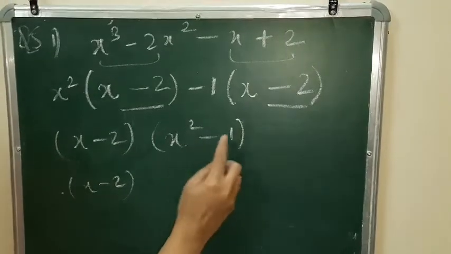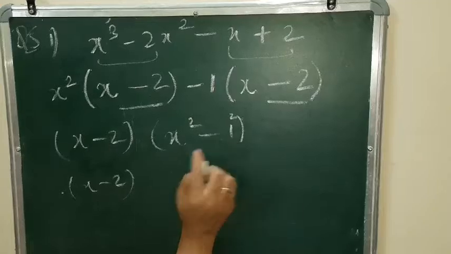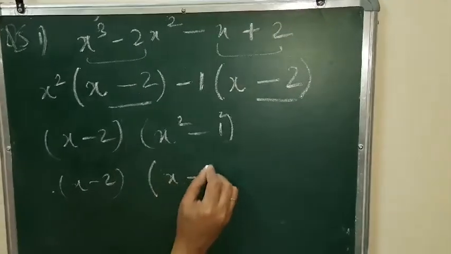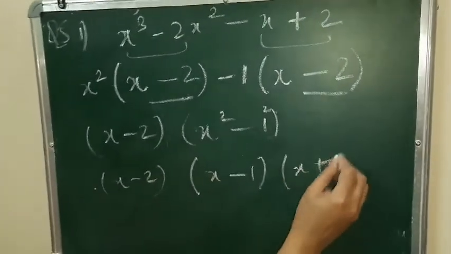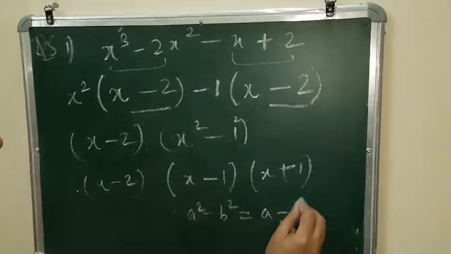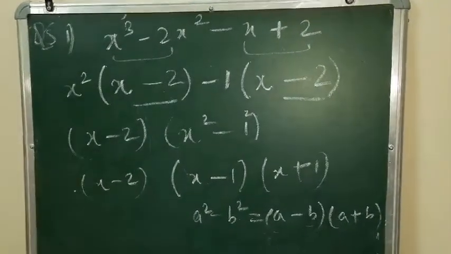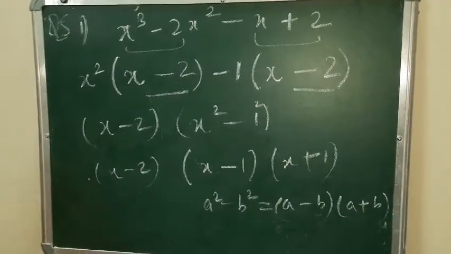You can see this becomes a formula. We can write it as 1 square. So this becomes a square minus b square, which is a minus b, a plus b. We have used the identity a square minus b square is equal to a minus b, a plus b. So this is your answer for question number 1.